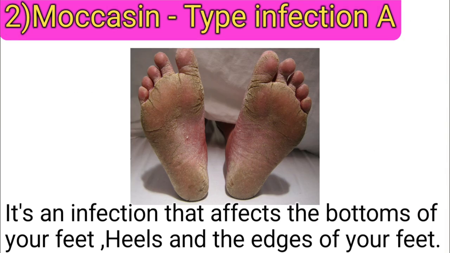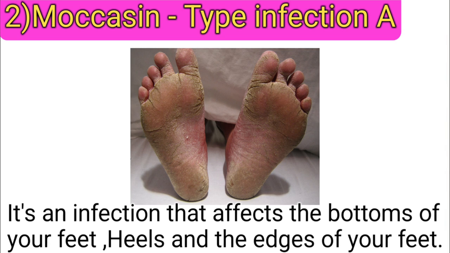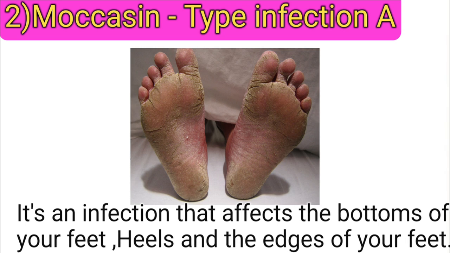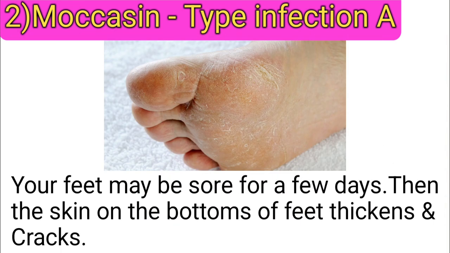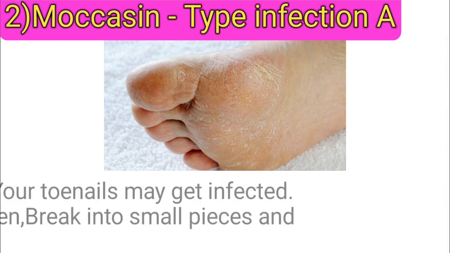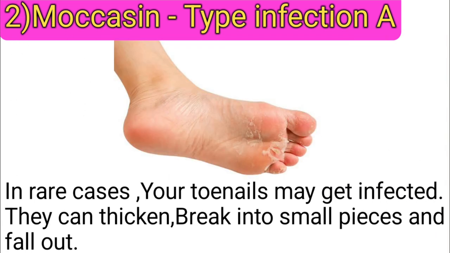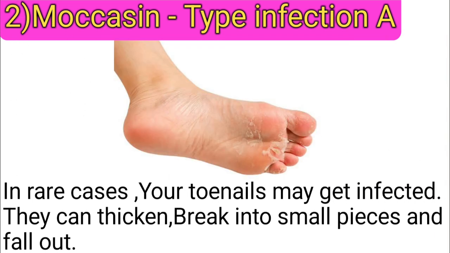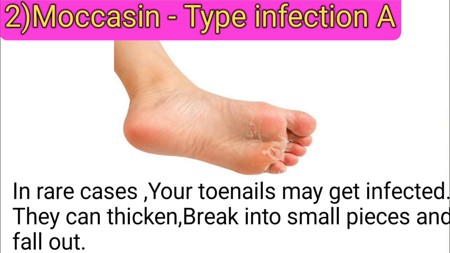Type 2, we have moccasin type infection. It's an infection that affects the bottoms of your feet, your heels, and the edges of your feet, and your feet may be sore for a few days. Then the skin on the bottoms of the feet thickens and cracks, and in rare cases your toenail may get infected and they can thicken, break into small pieces, and fall out.